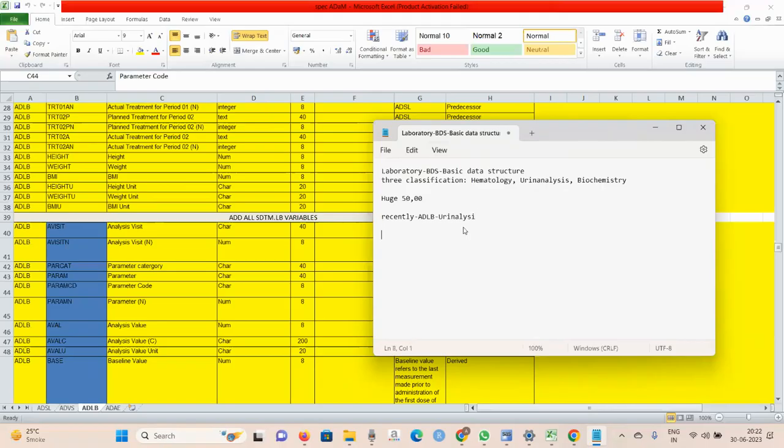The basic data structure is the same: one or multiple records per subject, per parameter, and either per visit or per time point. They have divided it like this.